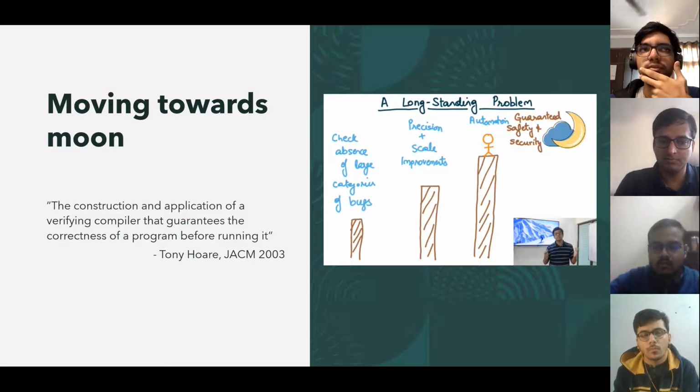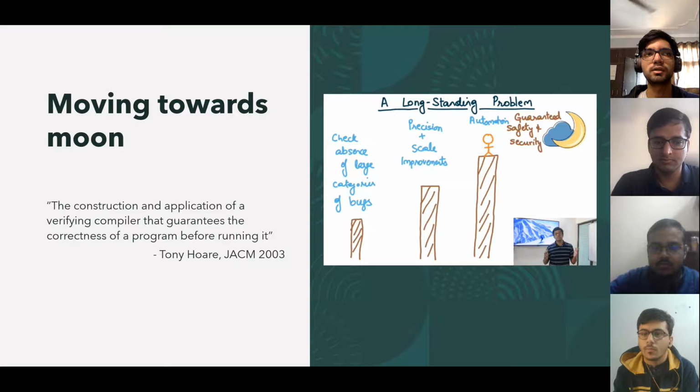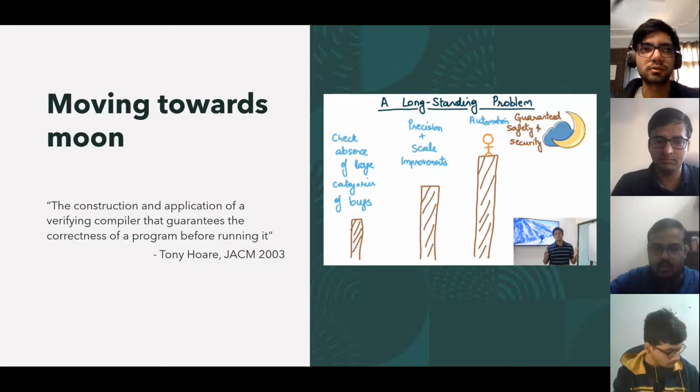And so there was a quote by Tony Hoare, the construction and application of a verifying compiler that guarantees the correctness of a program before running it. It is a very hard goal, though we are ambiguous about the term correctness here, and it could mean anything, but it is still a hard goal.